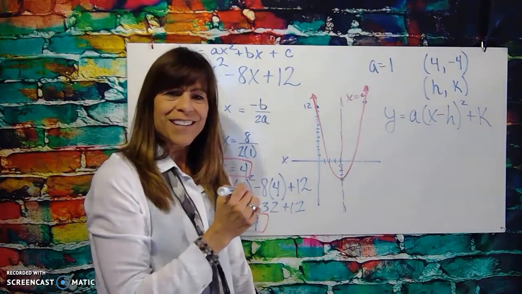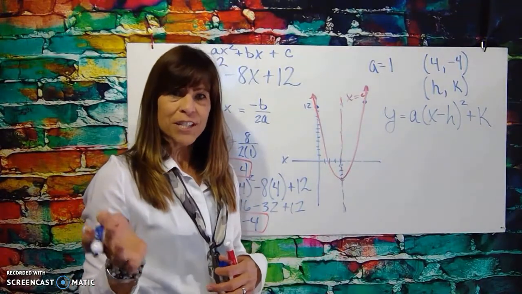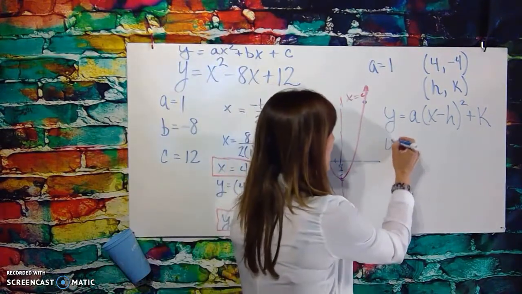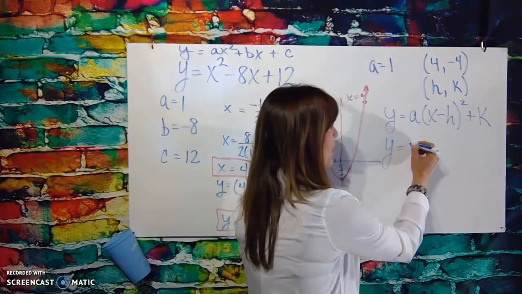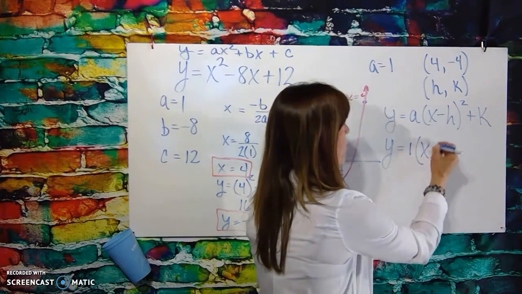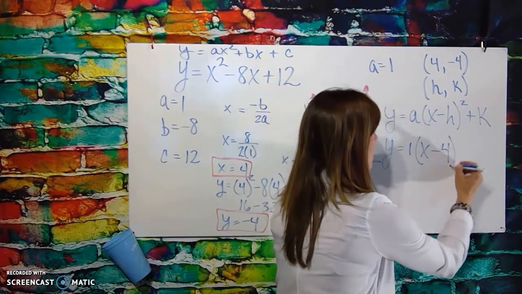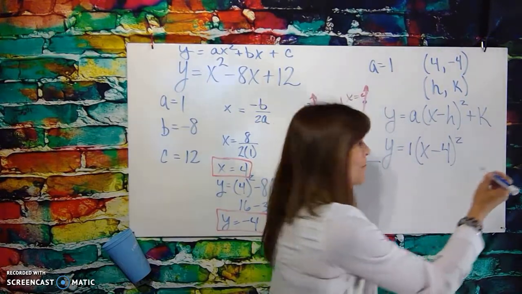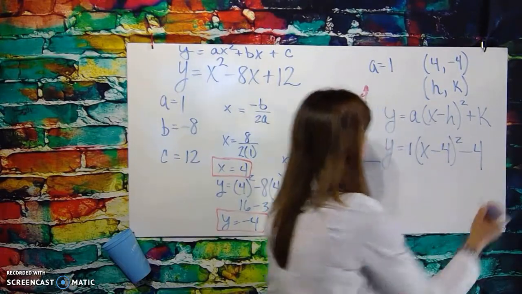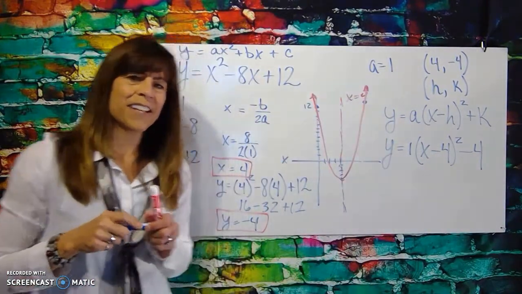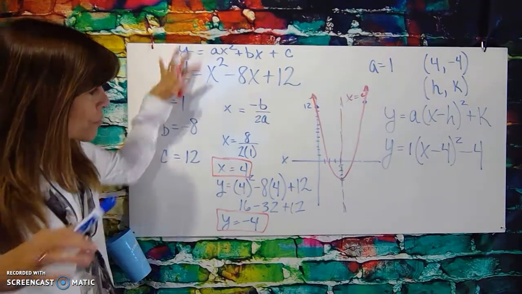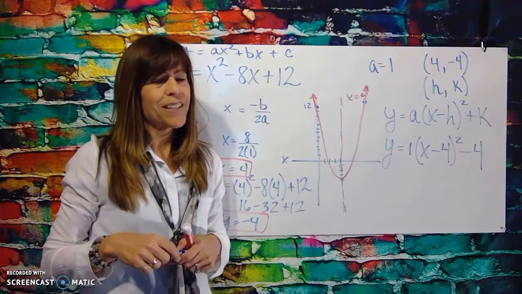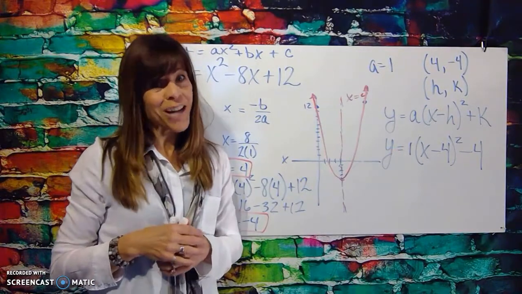So we'll plug those things in and you'll be able to recognize where you see the vertex in vertex form from now on. Okay, so here it is. y equals 1, a is equal to 1, times x minus 4 squared plus k, but k is negative, so it's going to be a minus 4. All right, so that's how you take your standard form, roll through graphing it, and change it over to vertex form. It's tricky. It's going to take some practice.